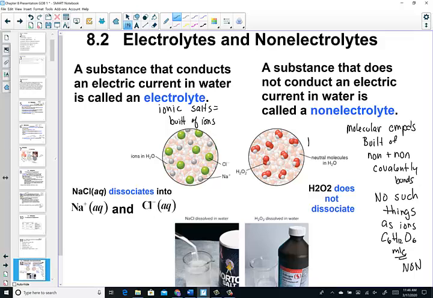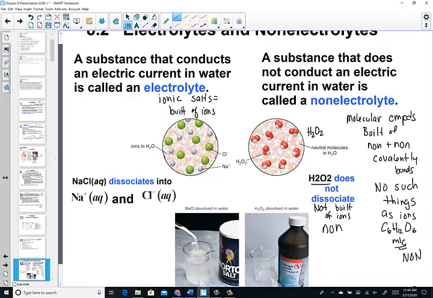Another example, hydrogen peroxide. Hydrogen peroxide does not dissociate. It is not built of ions, because all of these are molecular compounds, nonmetal to nonmetal, sharing electrons. So it is a non-electrolyte.